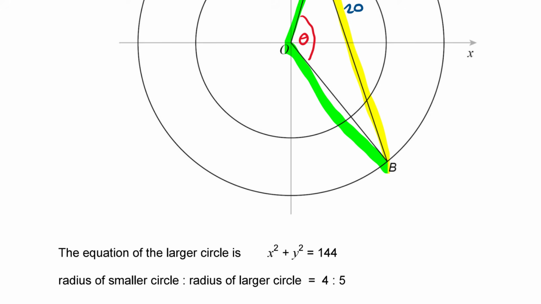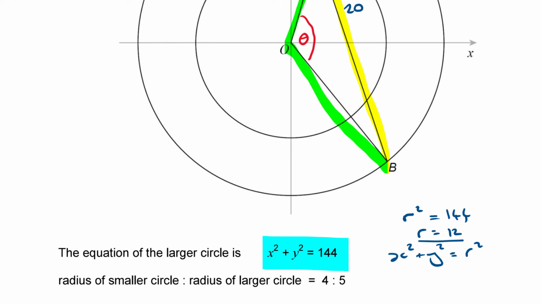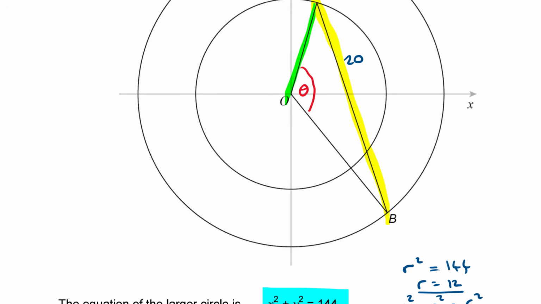We've been given the equation of the larger circle. x squared plus y squared equals 144. Now, the equation of any circle centered on the origin is of the form x squared plus y squared equals r squared. In other words, the radius squared of this circle is going to be equal to 144, meaning that the radius is going to be the root of 144, which is 12, isn't it? So that means that this distance here, O to B, is 12.